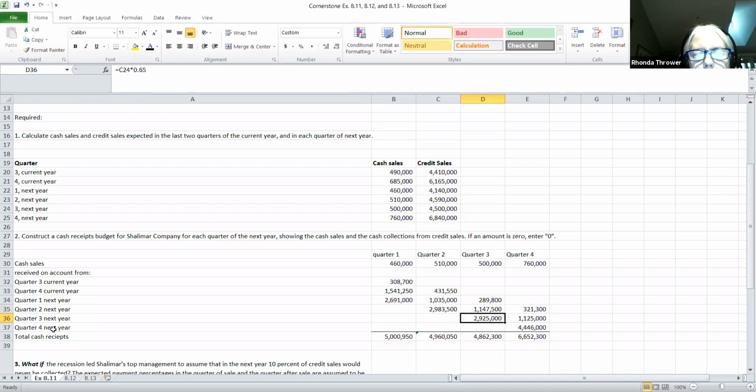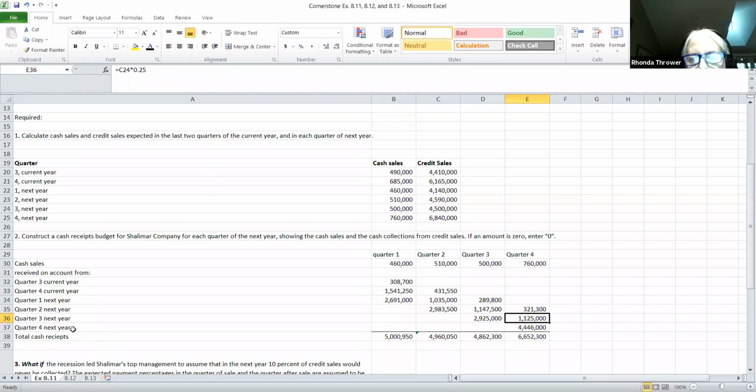In quarter 3 of the next year, we're collecting 65% of the credit sales. So 65% of 4,500,000 is this amount here. 25% of 4,500,000 is this amount here. So 1,125,000 is 25% of 4,500,000.